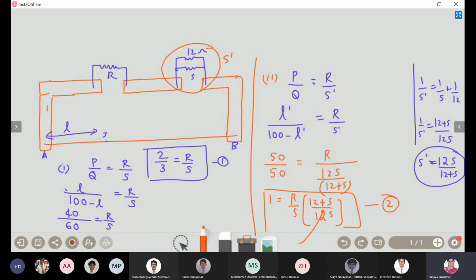What's the value of R and S? This one, no? Right? Ma'am, is it negative? Ma'am, the denominator is supposed to be 12, right? In the second equation, like you have taken the S common. So it's supposed to be 12 plus 5 by 12. Sorry. This S, right? What is the value of R? R is 4 ohms. S is 6 ohms.